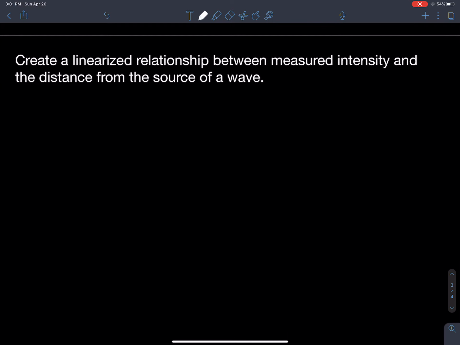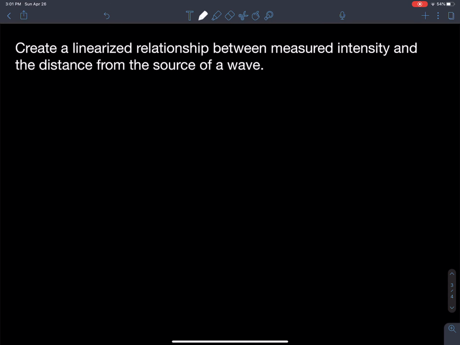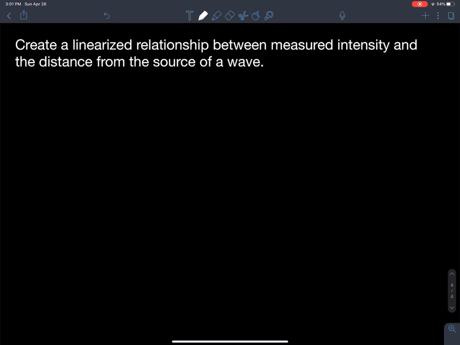Next question: create a linearized relationship between the measured intensity and the distance from the source of a wave. If we were going to do an experiment, if I was going to design a lab like two of the students did this year in grade 12, they designed labs with the intensity of a flame or the intensity of a light. For example, Bryce looked at how the intensity of light changes as a result of the voltage that we plug the light into. That was his IA. He did an experiment to look at the intensity at different places, and he needed to create a linearized relationship so that he could work back and figure out the power of that bulb.